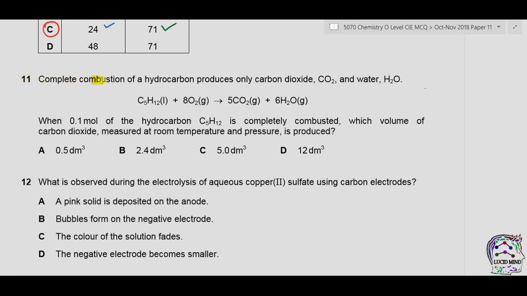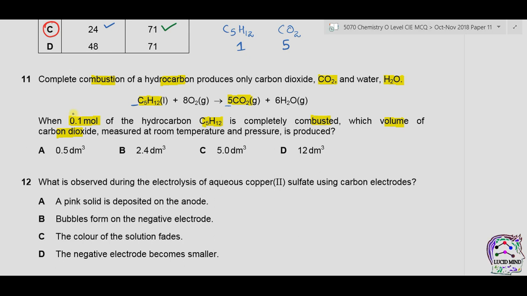Question 11. Complete combustion of a hydrocarbon produces only CO2 and H2O. We have pentane, which reacts with oxygen to form carbon dioxide and water. When 0.1 moles of hydrocarbon is completely combusted, which volume of CO2 measured at room temperature and pressure is produced? So in the equation we have to consider this hydrocarbon and CO2. As the equation is balanced, in the balanced equation the number of moles is 1:5. So 1 mole of hydrocarbon produces 5 moles of CO2.